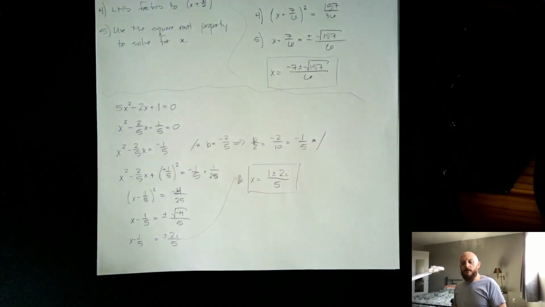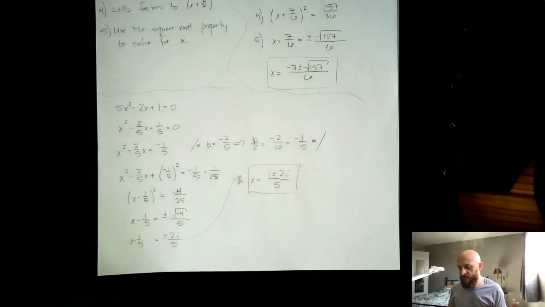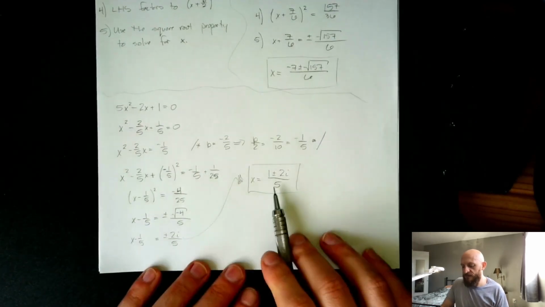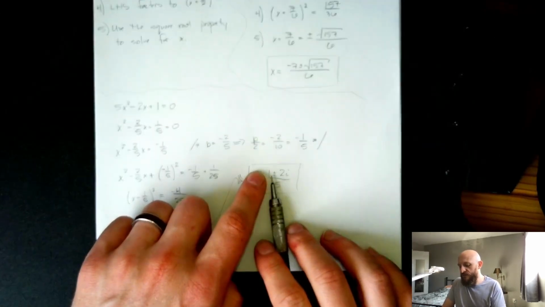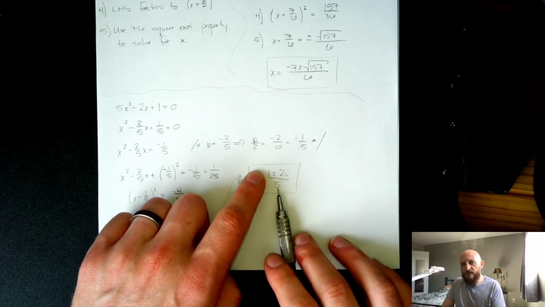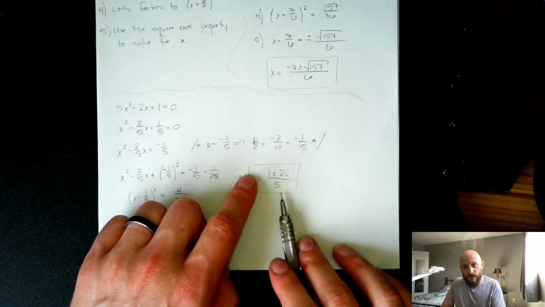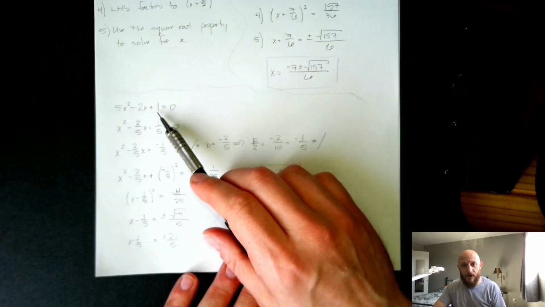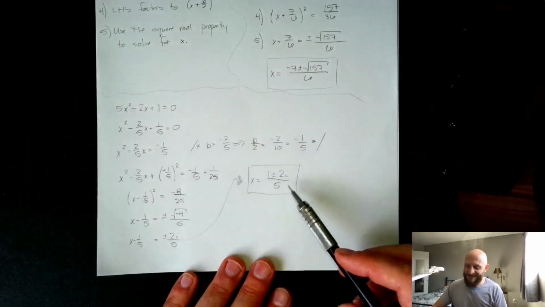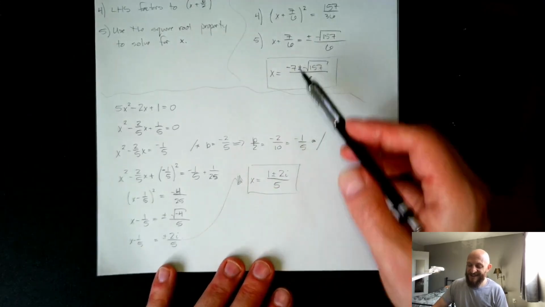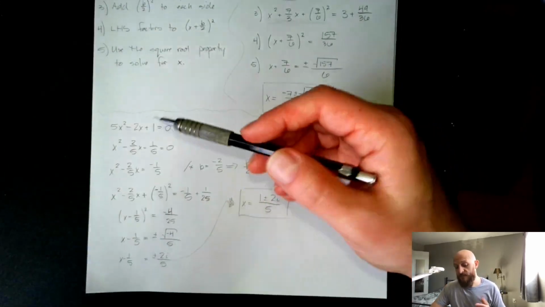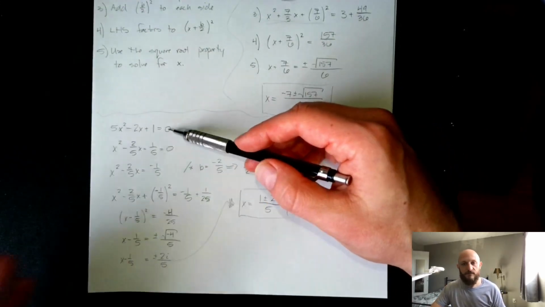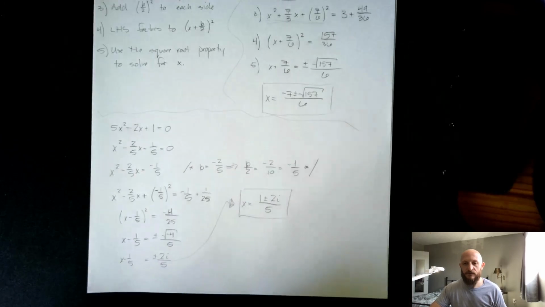And that's the solution. As usual, you can always take these solutions. This is two different solutions: 1 plus 2i over 5 and 1 minus 2i over 5. You can take each of those solutions and plug them back into the original problem. Both of them are going to be kind of nasty, but you can plug it in there and it should equate 0 equals 0.